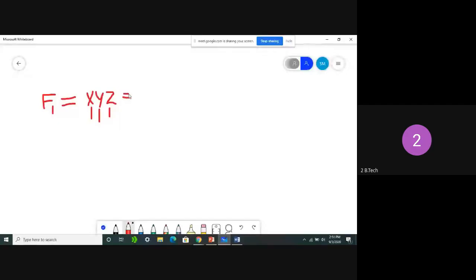F1 value, what is it? One. For any other value, it is going to be 0. So if you see from the truth table, I think this relation is enough. If you take any other value, the output is going to be 0 only. Only when x equals 1, y equals 1, z equals 1, it is going to produce 1. So this is how we can formulate the relation between input and output using a truth table.